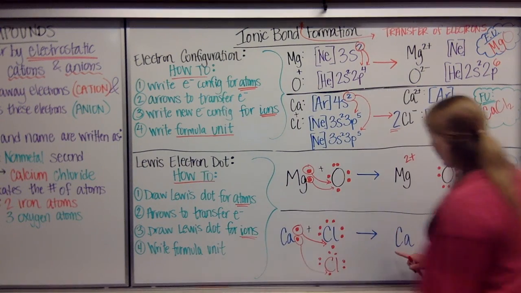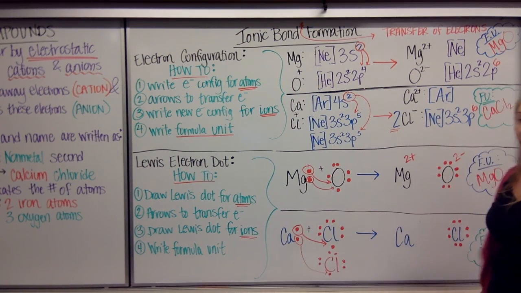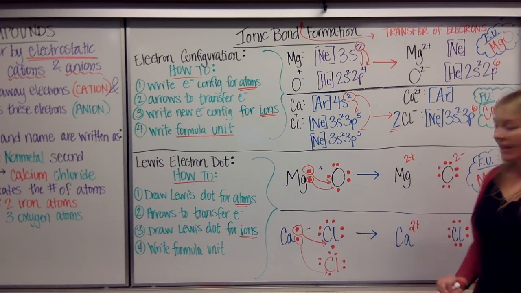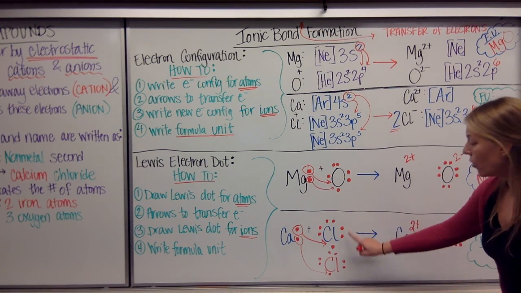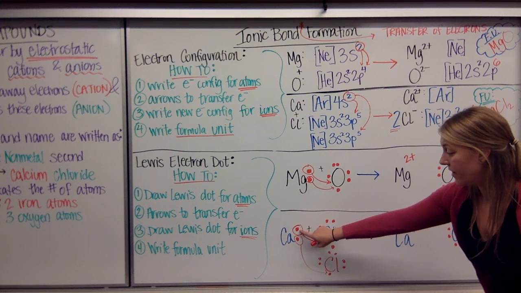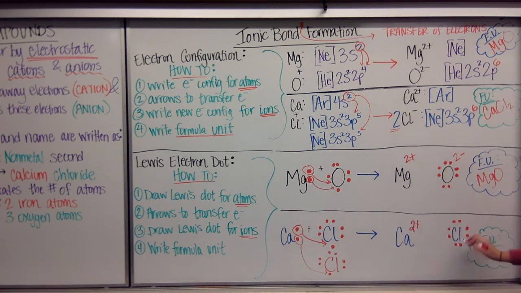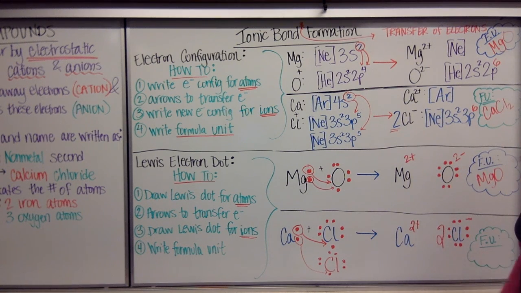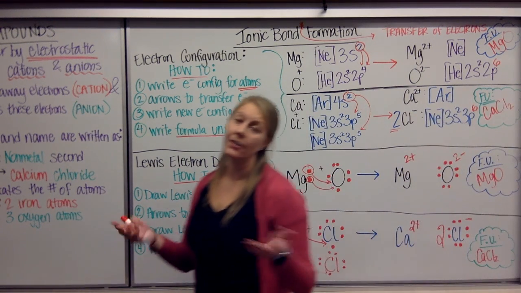So we're going to show the new configuration. Calcium just lost its 2 electrons, so it has a 2+ charge and no electrons around it, no valence electrons at least. And chlorine just gained 1 electron. See how this 1 electron went to chlorine? So it has a full octet and a 1- charge. But how many chlorines do we have? 1, 2, so we put a 2 here. And again, 1 Ca, 2 Cl's makes CaCl2. And that's it for ionic bonding.